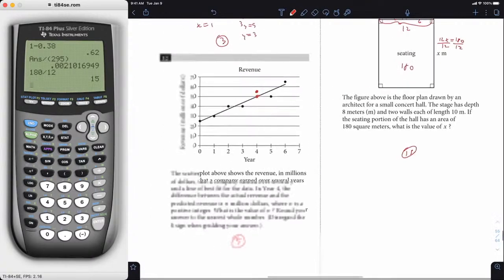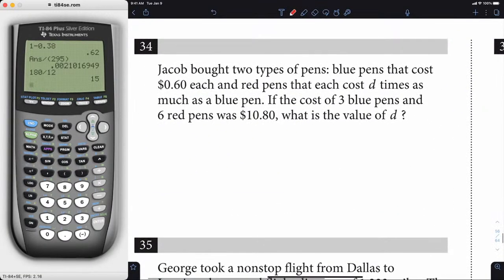15 is the answer. Jacob bought 2 types of pens: blue pens that cost 60 cents each, so 0.6 for a blue pen. I'll do capital B. And red pens that cost D times as much as the blue pen. Ooh, oh, wow. Red pens that cost D times as much as the blue pen. So 60D.